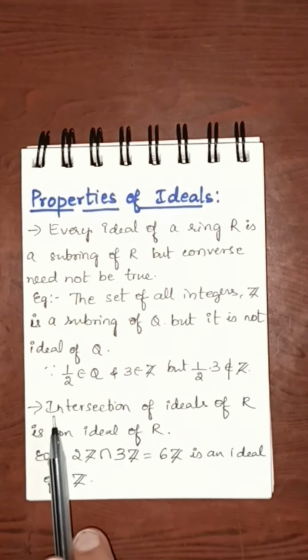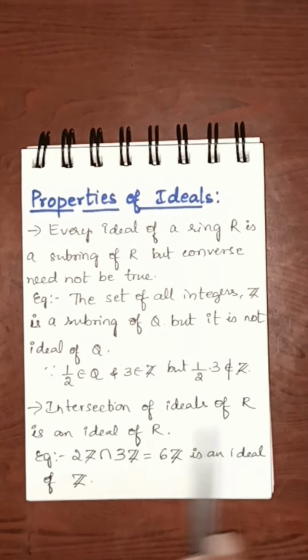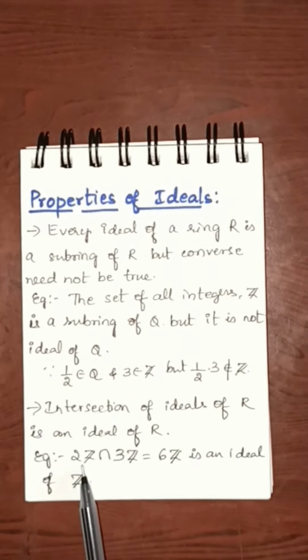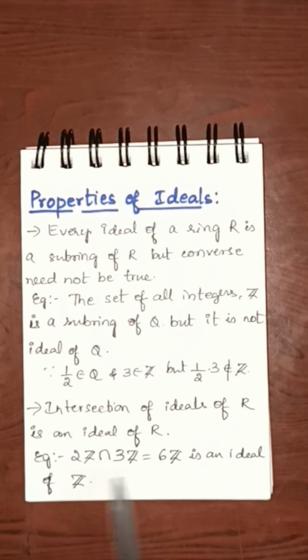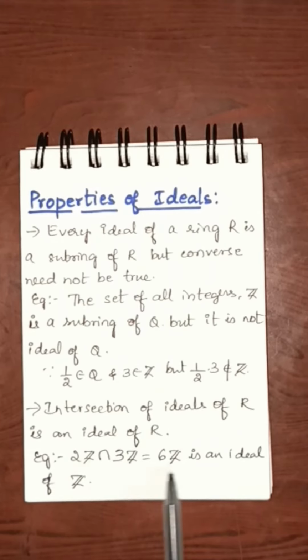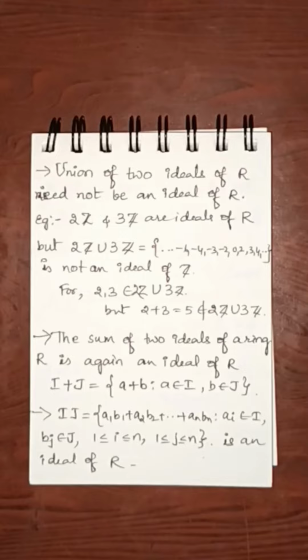Hence Z is not an ideal of Q. The next property is that the intersection of ideals of R is an ideal of R. Example: 2Z intersection 3Z. This is given by the LCM of 2 and 3, that is 6Z. The answer is 6Z, and again 6Z is an ideal of Z.